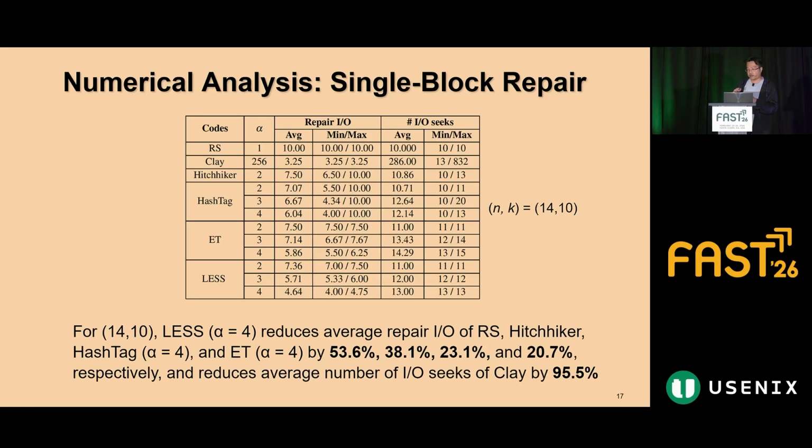The trade-off is that when you increase alpha, you can reduce the amount of data being read. That means you can reduce repair IO. The drawback is you have more IO seeks. Now remember, one seek per block. So more IO seeks means that you need to access more nodes to recover the data. So that's the trade-off we make here. Compared to state-of-the-art, we can reduce the repair IO by this percentage, and compared to Clay codes, which have exponential subpacketization, we can reduce the number of IO seeks by a significant margin.